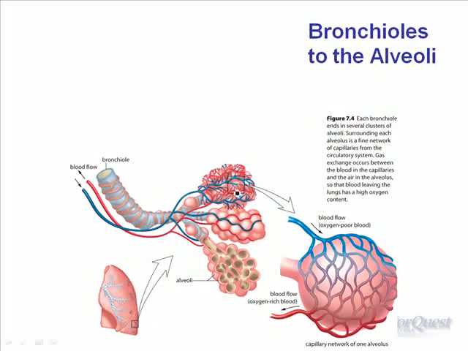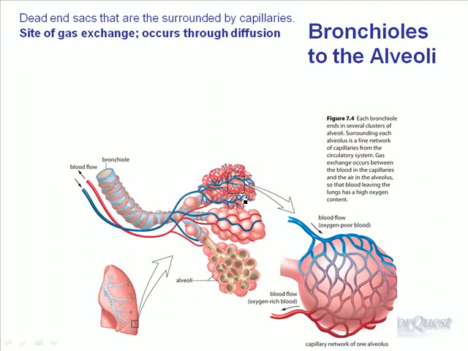At the very end of every bronchiole is a set of alveoli. It looks like a clump of little, almost like a bunch of balloons at the end of a string. These are dead-end sacs that are surrounded by the capillaries. So our lungs end in dead-end sacs, and you can see each one has a bunch of blood vessels surrounding it. This is the site of gas exchange. This is where oxygen enters our body. I should watch where I'm writing, but oxygen enters blood, and CO2 exits our blood.